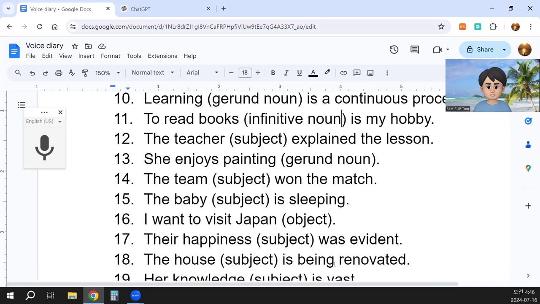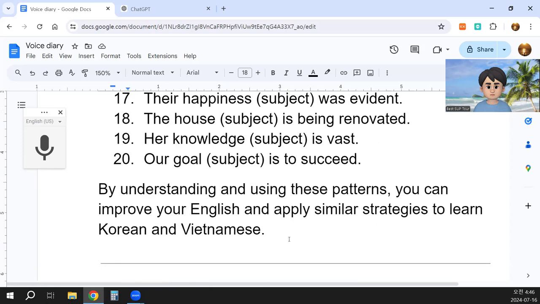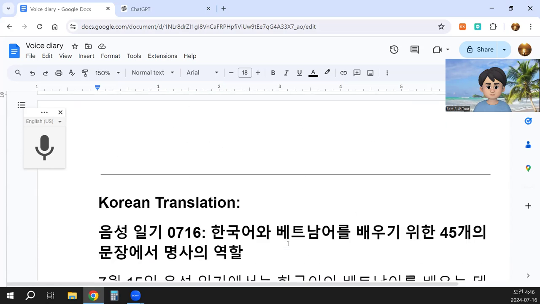The baby is sleeping, subject. I want to visit Japan, object. Their happiness was evident. The house, subject, is being renovated. Her knowledge, subject, is vast. Our goal is to succeed. By understanding and using this pattern, you can improve your English and apply similar strategies to learn Korean and Vietnamese.